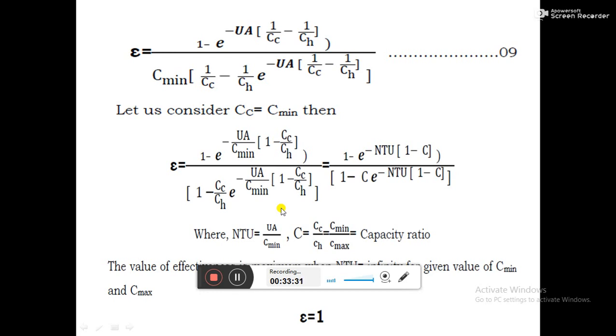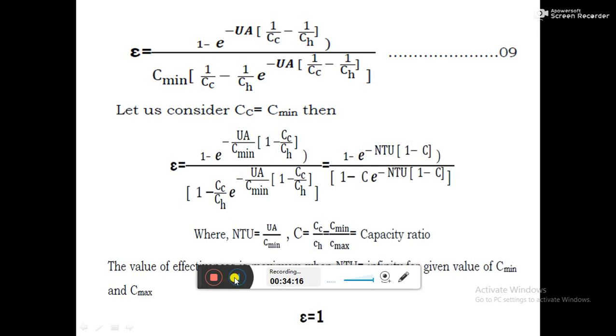Now replacing UA by C minimum with NTU, where NTU equals UA by C minimum, and replacing Cc by Ch, meaning C minimum by C max, with a term called C, which is defined as the capacity ratio, we will get the equation for effectiveness as 1 minus e to the power of minus NTU into 1 minus C, divided by 1 minus C into e to the power of minus NTU into 1 minus C, where NTU equals UA by C minimum and C equals C minimum by C max, which is defined as the capacity ratio.